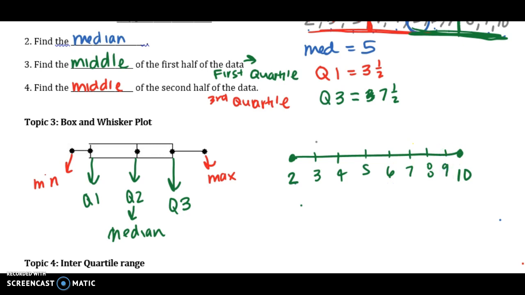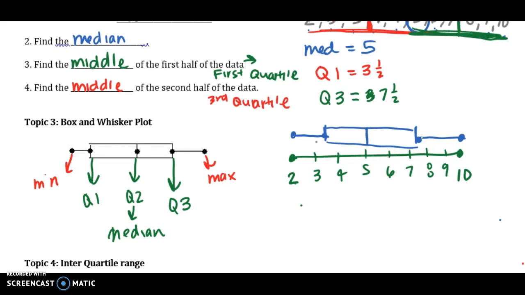I'm just doing a rough sketch right now. So now you're going to draw your box. Your quartile 1 is at 3.5. Your quartile 3 is at 7.5. And then you draw your box like this to connect your two boxes. Your median is at 5. And then you draw your little whiskers, hence the name box and whisker.